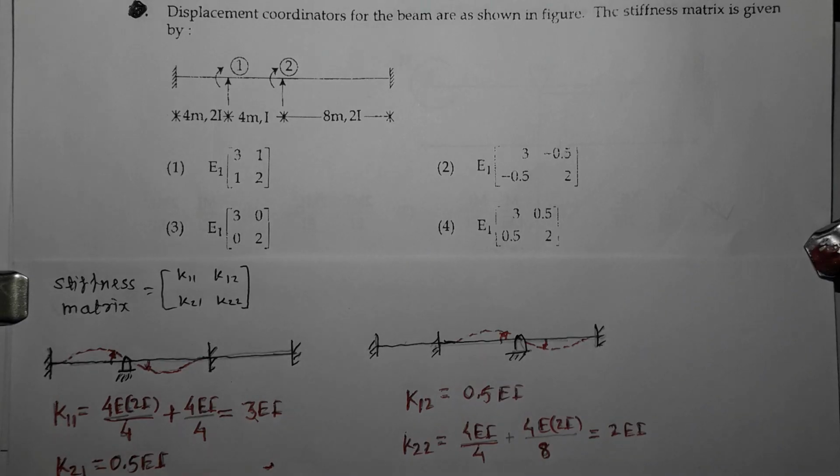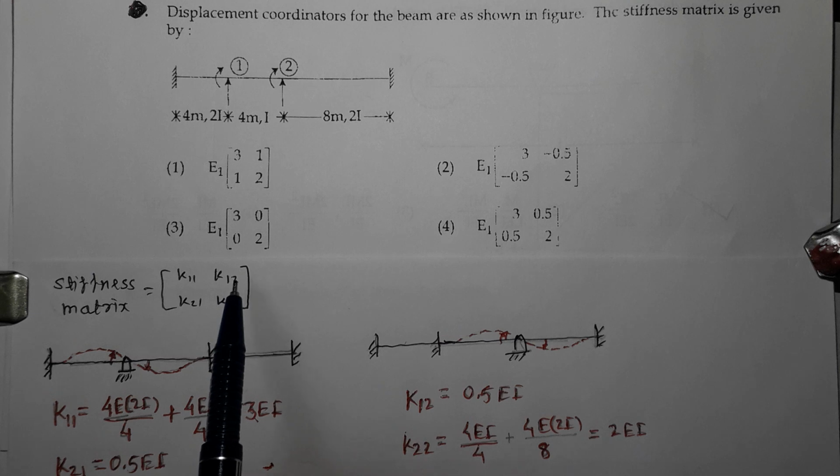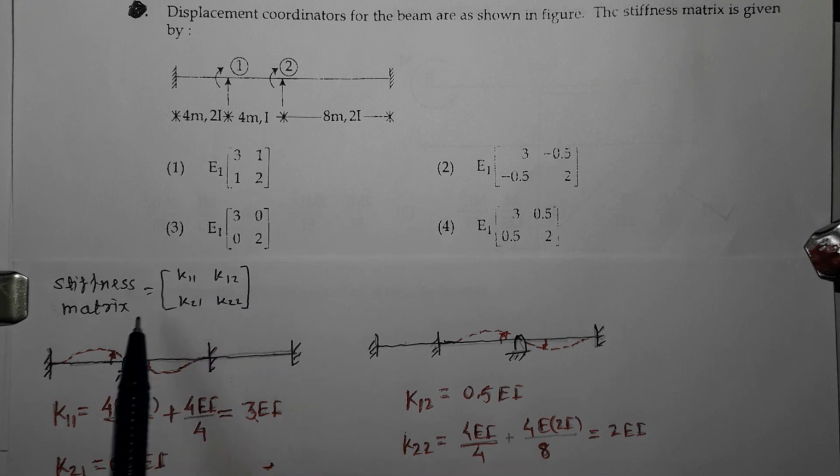Next question, displacement coordinates for the beam are as shown in figure. The stiffness matrix is given by. Now we just have seen the flexibility matrix. Stiffness is the converse of flexibility. Stiffness matrix is given as K11, K12, K21, K22. K11 is the force produced at coordinate number 1 due to unit displacement at coordinate number 1. K12 is the force produced at coordinate 1 due to a unit displacement at coordinate 2, and so on.